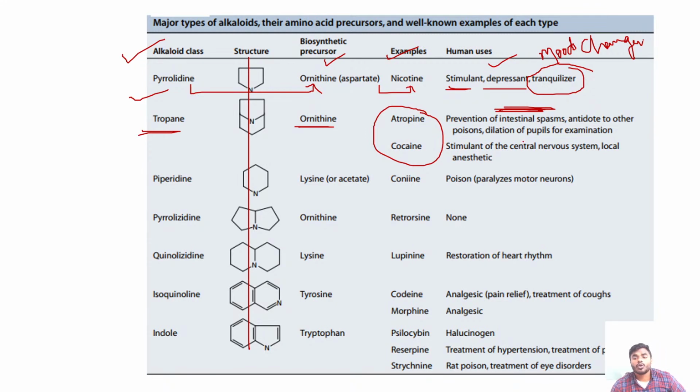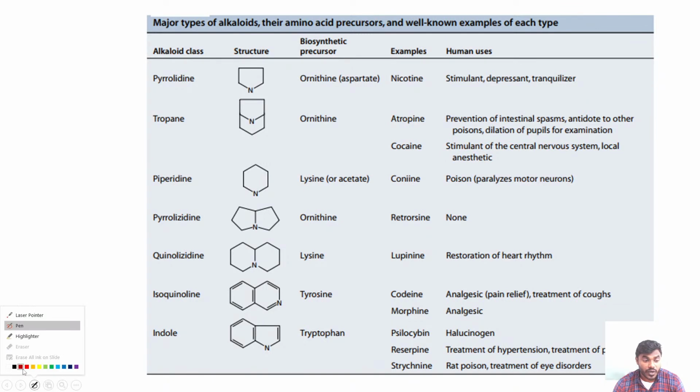During that time, to prevent the intestinal spasm, we will use atropine, and it can act as an antidote to other poisons. At the same time, it is involved in the dilation of the pupil. We will just keep one drop of atropine in the eye of the rabbit. Then we can understand the movement of the pupil. That's why we use this. And friends, cocaine. I am not explaining in too much depth because we already studied it. Anyway, cocaine can act as a stimulant of the CNS and a local anesthetic.